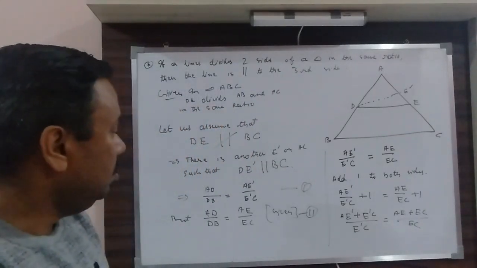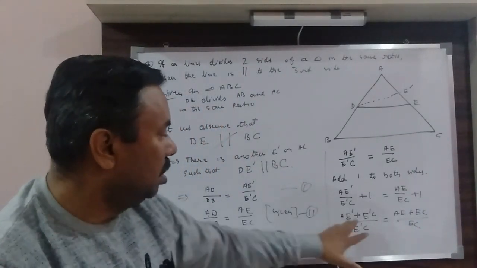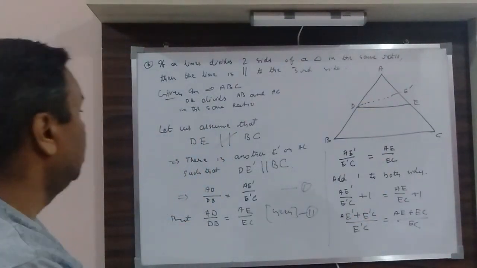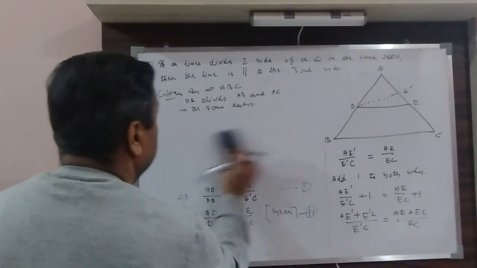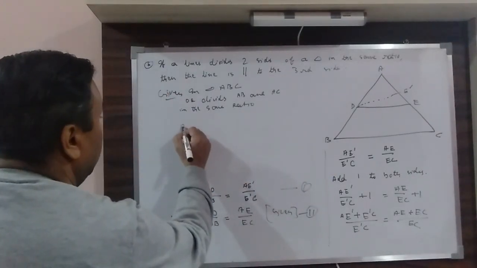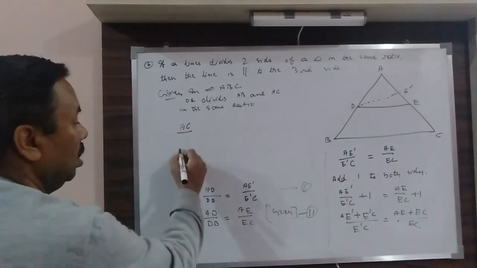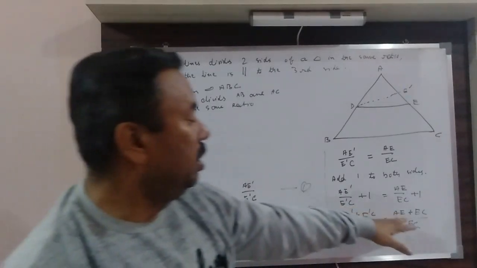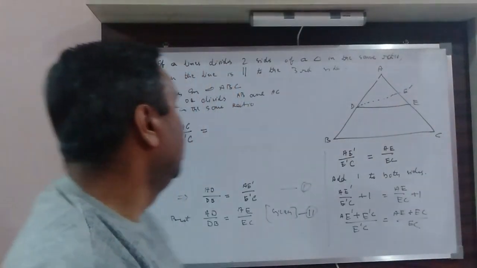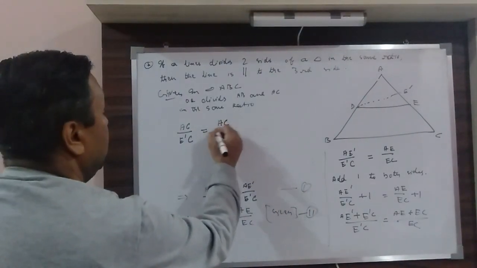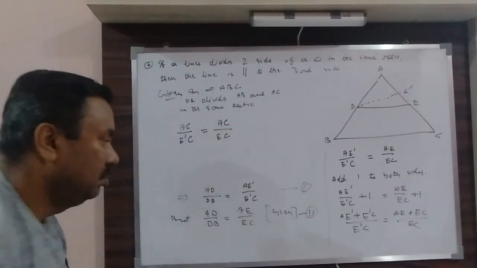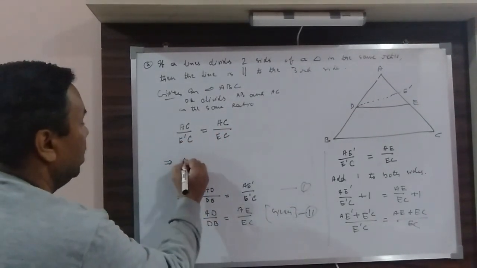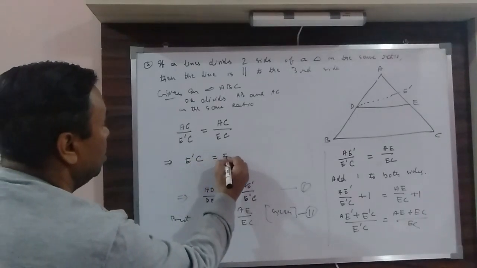Now, what happens? What is AE dash plus E dash C? AE dash plus E dash C is equal to AC. So AC over E dash C is equal to, similarly there also AE plus EC will be equal to AC. So AC over EC. And if you go on simplifying this, what you will get is E dash C is the same as EC.